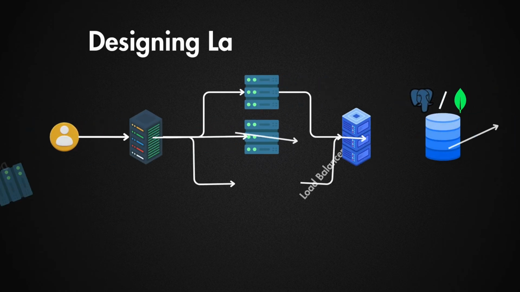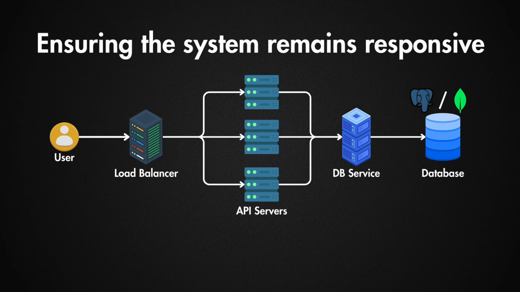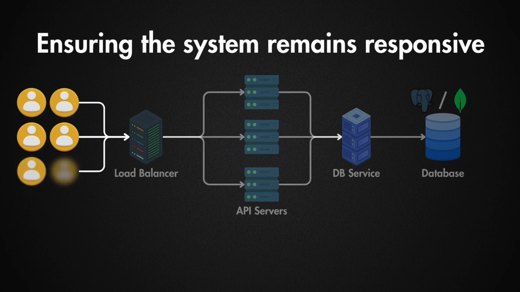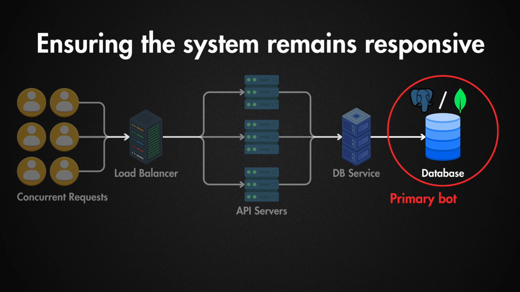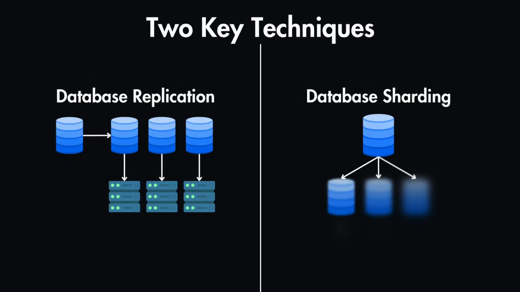When designing large-scale systems, one of the biggest challenges is ensuring the system remains responsive even when handling massive volumes of data and concurrent user requests. In such scenarios, the database is the primary bottleneck, and to make sure our systems remain fast and reliable, even under heavy load, we can leverage two key techniques which are called database replication and database sharding.